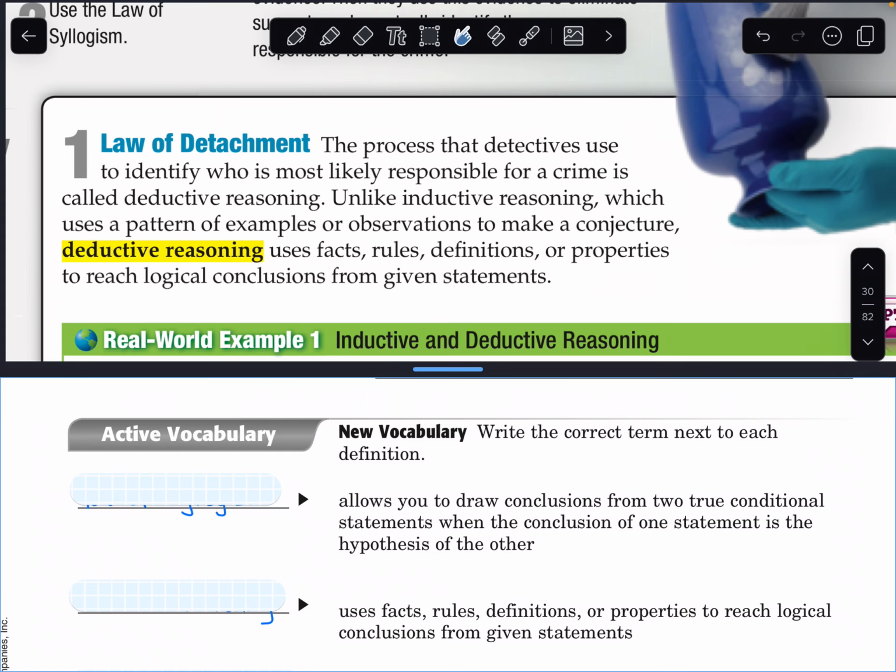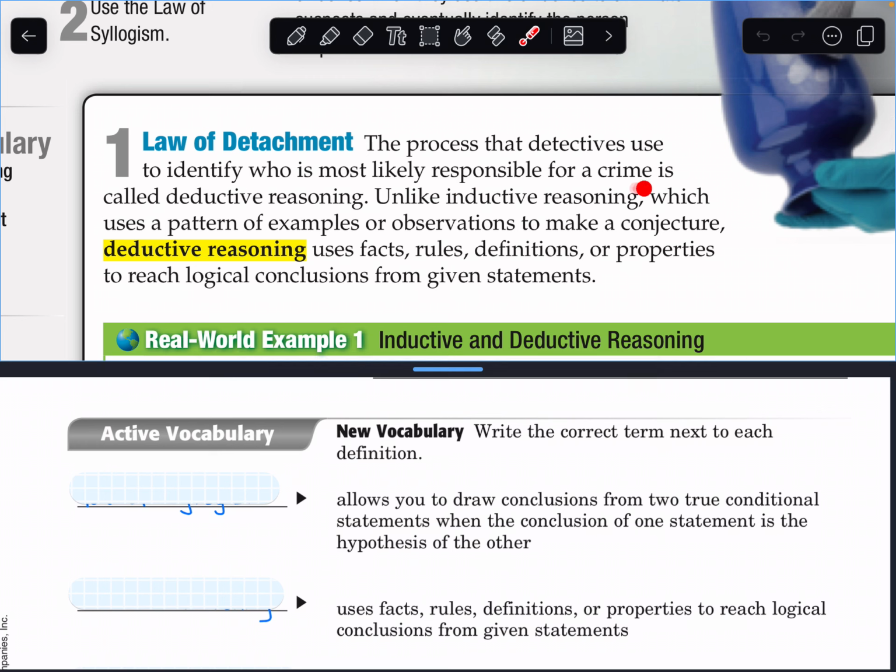Section 1, Law of Detachment. The process that detectives use to identify who is most likely responsible for a crime is called deductive reasoning. Unlike inductive reasoning, which uses a pattern of examples or observations to make a conjecture, deductive reasoning uses facts, rules, definitions, or properties to reach logical conclusions from given statements. That's quite a bit here, but I want you to really notice the difference between patterns versus facts, rules, and definitions.